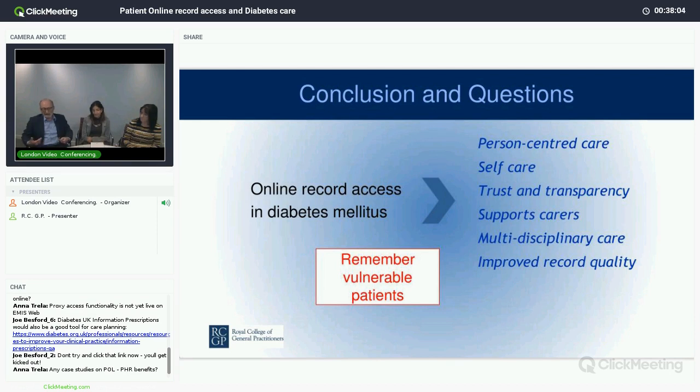And it does have that impact of improving the record quality that the practice has. Patients can see that something's been missed, maybe hasn't been summarized from a previous practice. Record quality tends to improve with all the benefits that go with it. So that's what we have to say. I hope it's been interesting and useful.